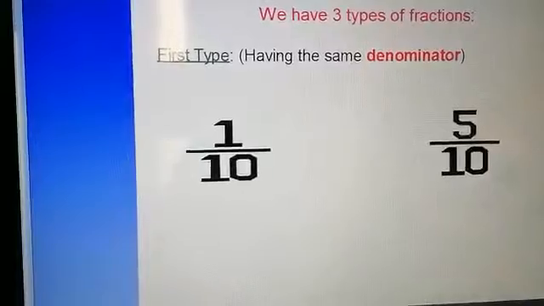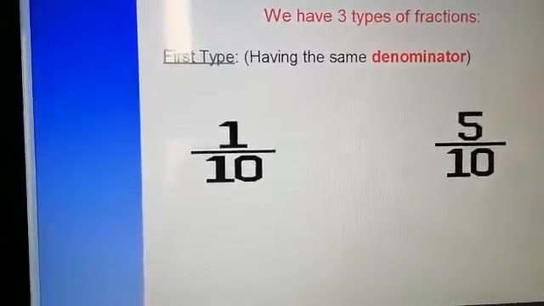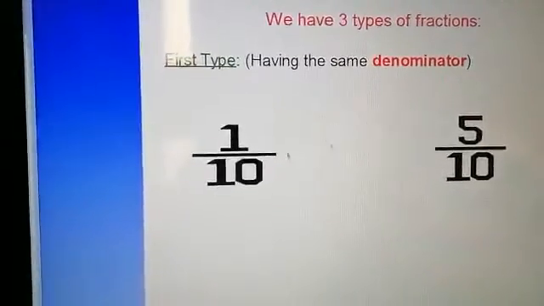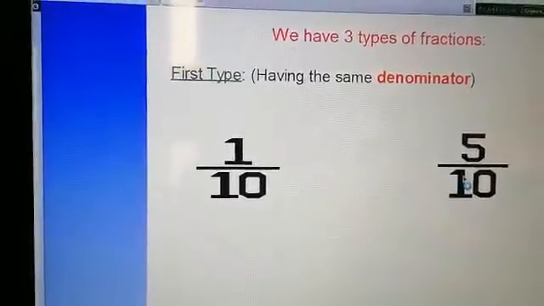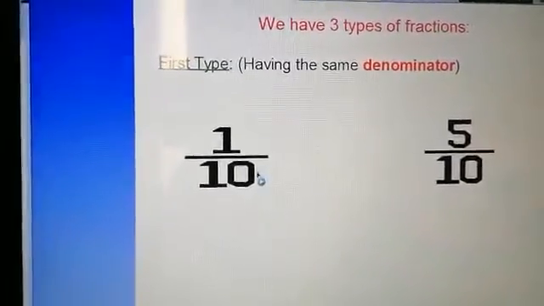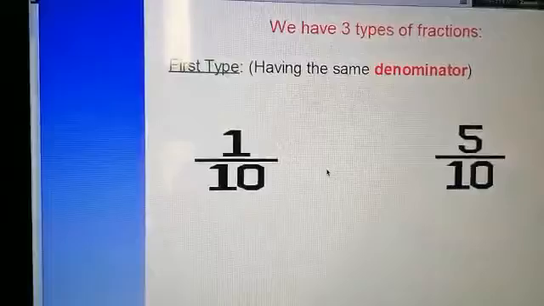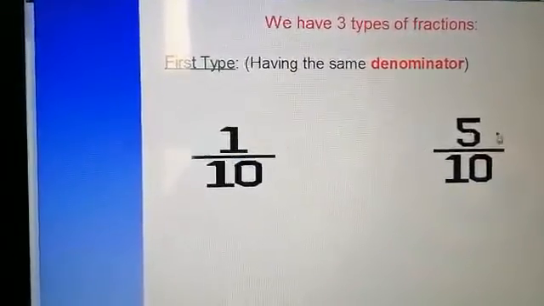The first type is that having the same denominator, like these two fractions, 1 over 10 and 5 over 10. These two fractions have the same denominator, 10, and different numerators, 1 and 5.